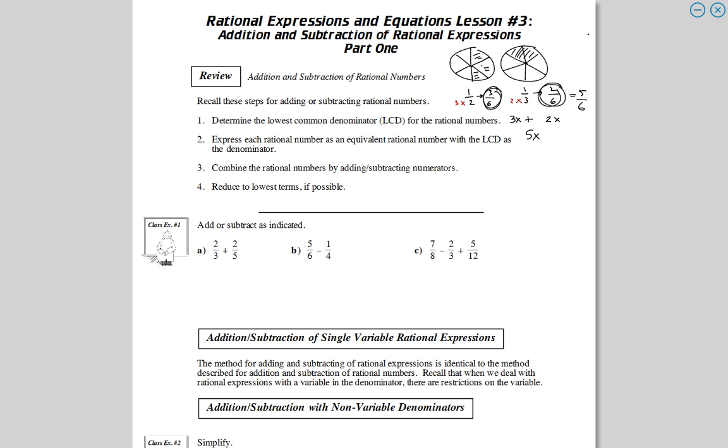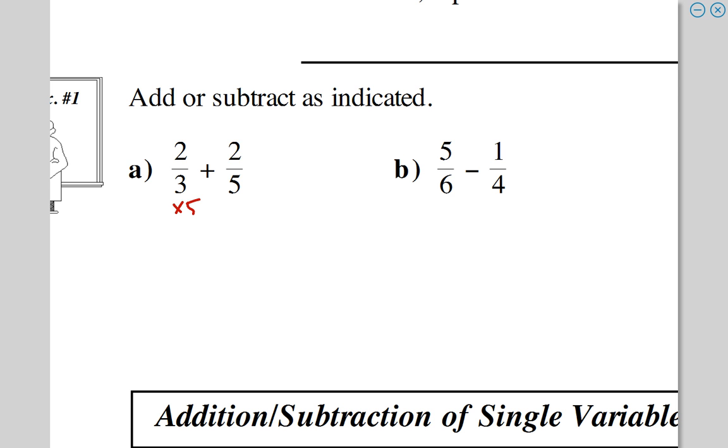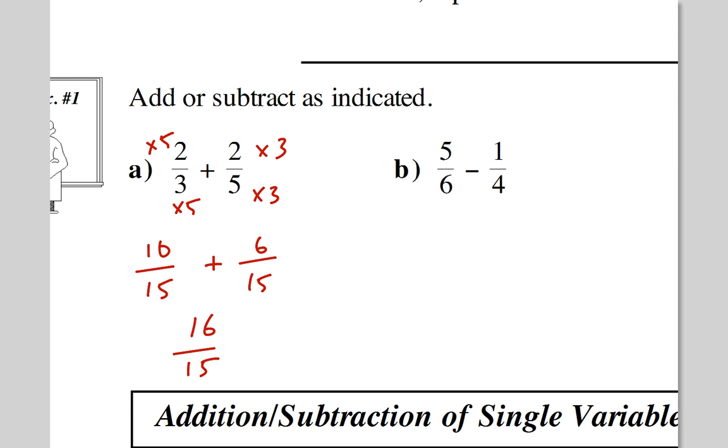Okay, so let's do some of these quickly. Times this by 5, times this by 3. Whatever you do to the bottom, you do to the top. So you got 10 over 15 plus 6 over 15. This is 16/15. So apparently 2/3 plus 2/5 is greater than 1 whole. Apparently. Right? You can estimate this to like 0.666 plus 0.4. Yeah, it's going to be just over a whole.